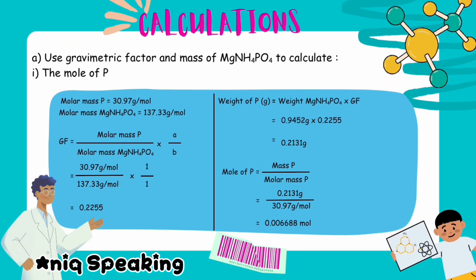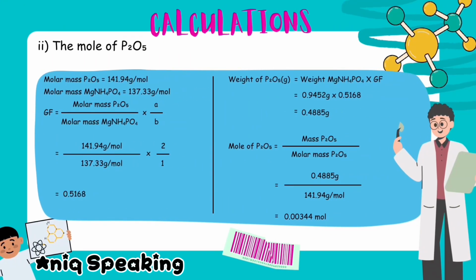Next, weight of phosphorus equals weight of magnesium ammonium phosphate times gravimetric factor: 0.9452 gram times 0.2255. So the answer, weight of phosphorus, is 0.2131 gram. Then mole of phosphorus equals mass of phosphorus divided by molar mass of phosphorus. The answer, mole of phosphorus, is 0.006688 mole. Next, calculate the mole of phosphorus pentoxide.